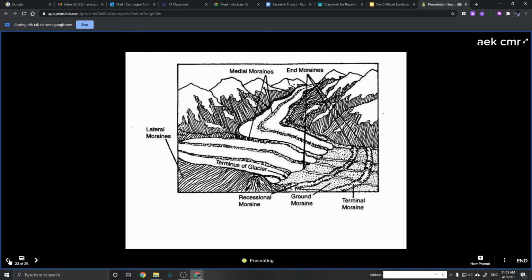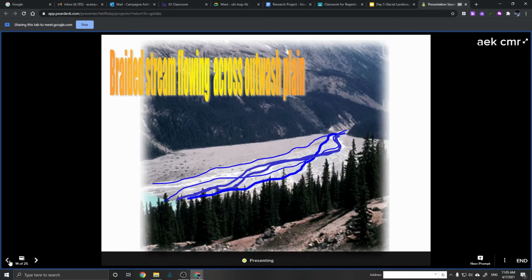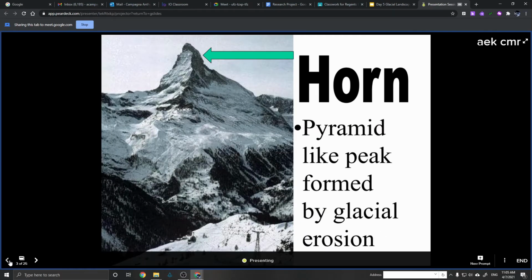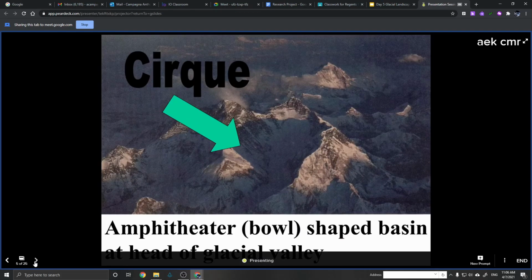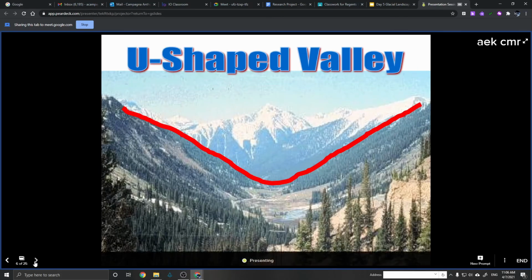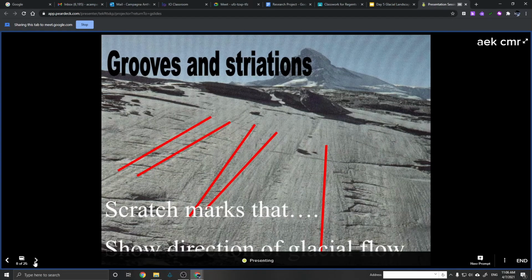All right, so I do want to just quickly jump back to the beginning and review everything because there is a lot of vocabulary for today. Number one, what is a horn? A horn is a pyramid-like peak formed by glacial erosion. Multiple glaciers formed it. Arêtes, two glaciers formed it, one going down each side. Cirques, big bowls scooped out by glaciers high up in the mountains. All glacial valleys are U-shaped. Grooves and striations are evidence of the direction that a glacier went in.